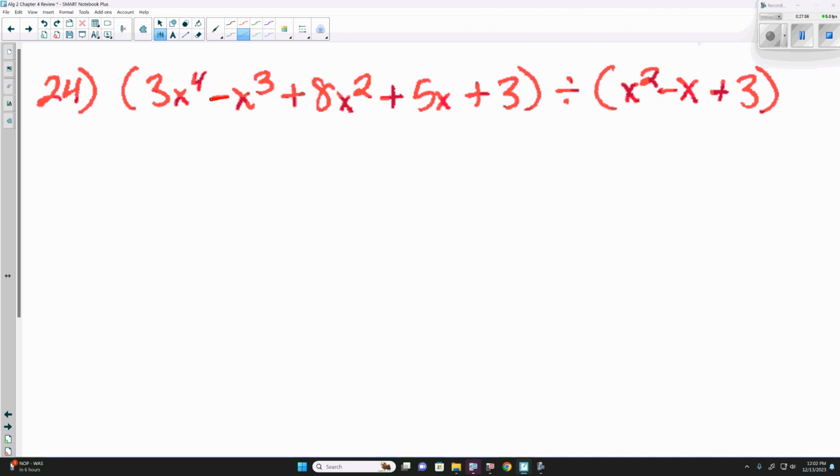We're going to look at number 24. Now I'm going to change number 24 a bit. I want to change that from negative x cubed to positive. That will give us a different answer than what's on the answer key for the review sheet, because that answer is with it being negative, not positive.